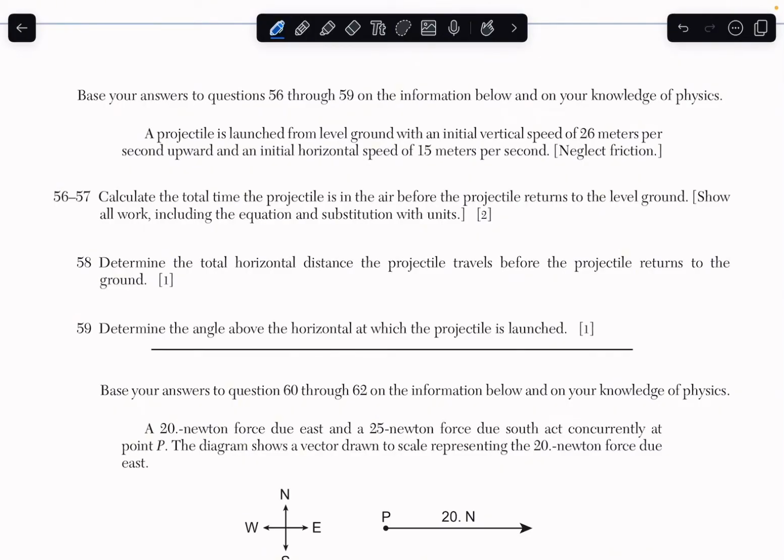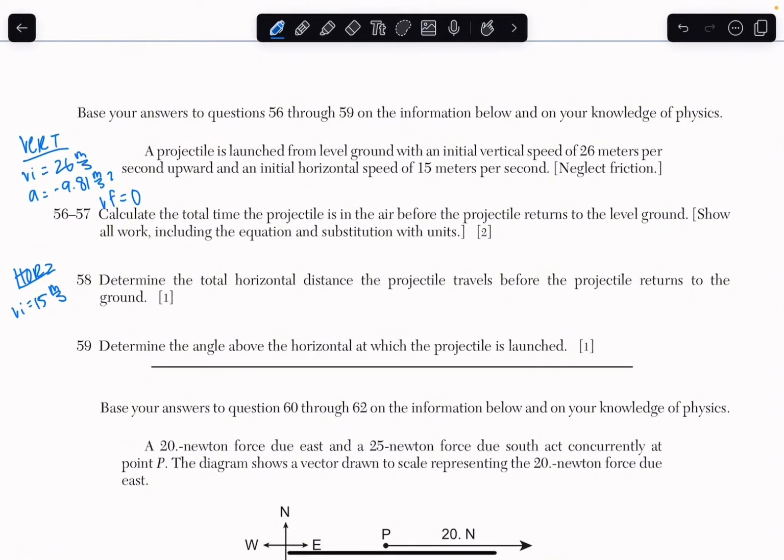For the vertical component, we know that it has an initial velocity of 26 meters per second. We also know that a constant is that acceleration is always just gravity, and in this case, it's going to be negative 9.81 meters per second squared. And we also know that the final velocity is going to be 0 meters per second, because once the projectile reaches the top of its path, it's going to have no vertical velocity. And for the horizontal component, the initial horizontal speed was 15 meters per second. We don't really know anything else right now.